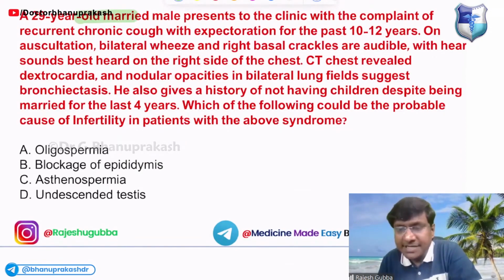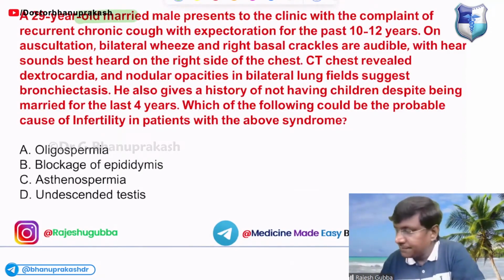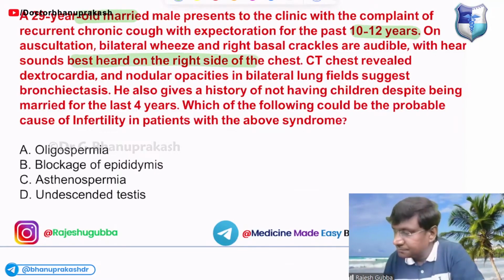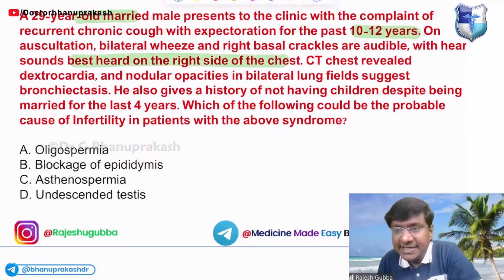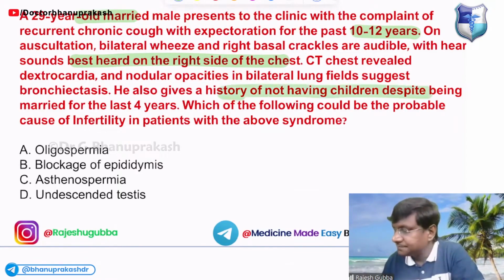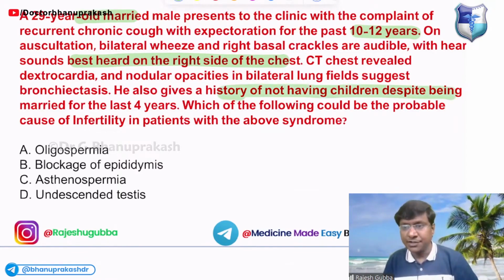An old married male presents to the clinic with complaints of recurrent chronic cough with expectoration for the past 10 to 12 years. On auscultation, there is bilateral wheeze, right basal crackles are audible, with heart sounds best heard on the right side of the chest. CT chest reveals dextrocardia, nodular opacity in bilateral lung fields, suggesting bronchiectasis. He also gives a history of not having a child, despite being married for the last 4 years.